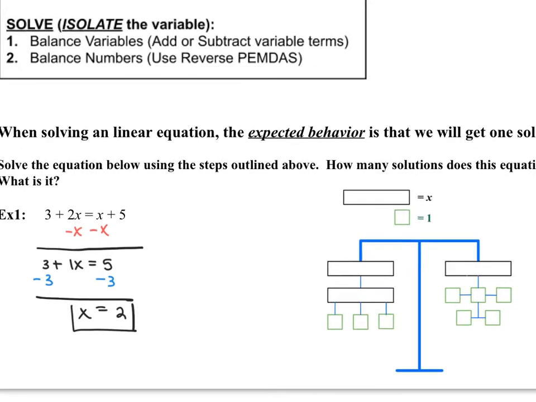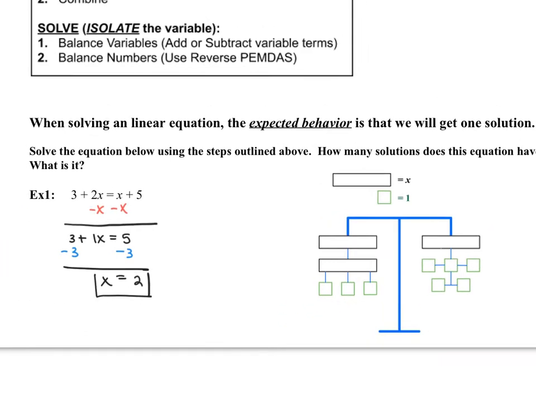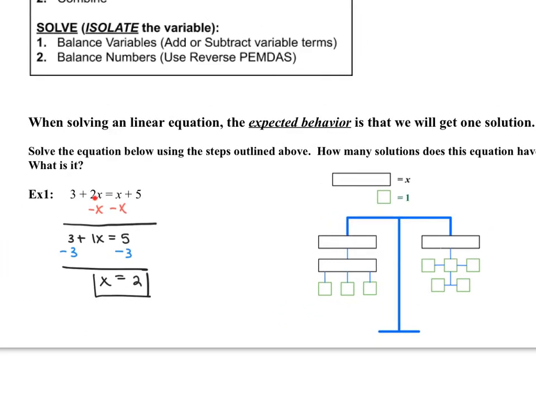Here's a visual example of that same setup. So I've got my 3 plus 2x. If I use these rectangles to represent an x, on my left side I have 2 of them. And then I have 3 single squares. So this is 3 plus 2x. And on my right side I have x plus 5.